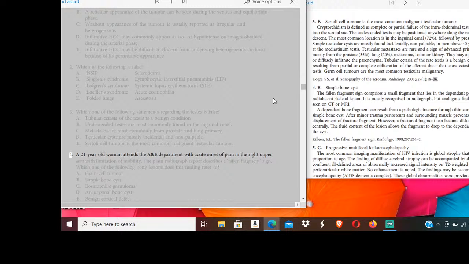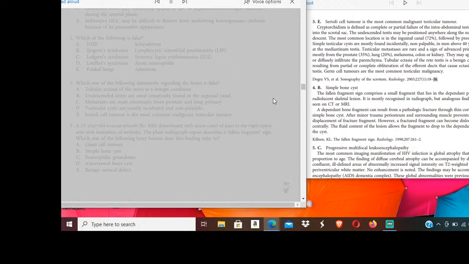4. A 21-year-old woman attends the A&E department with acute onset of pain in the right upper arm with limitation of mobility. The plain radiograph report describes a fallen fragment sign. Which one of the following bony lesions does this finding refer to? A. Giant cell tumor. B. Simple bone cyst. C. Eosinophilic granuloma. D. Aneurysmal bone cyst. E. Benign cortical defect.